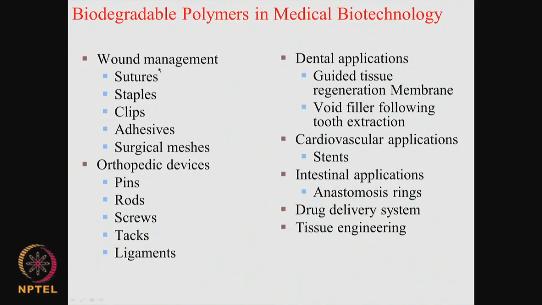Okay. So, when do you need biodegradable polymers in medical biotechnology? For example, if you look at wound management, sutures, we want the suture to completely disappear after the wound has healed, or staples, clips, adhesives, surgical meshes, all these once they have done their job, for example the wound has healed, there is no infection and tissue has grown, we want this material to completely degrade. We do not want a material which does not degrade and remains in the body forever and ever.